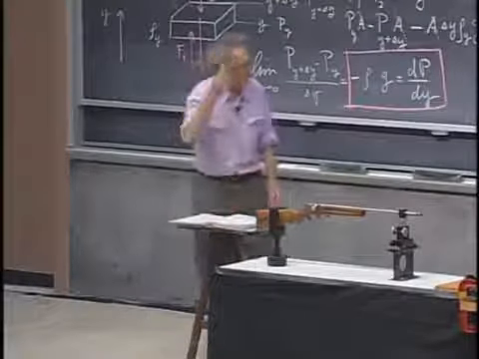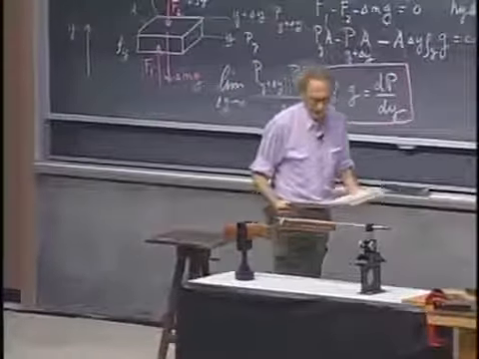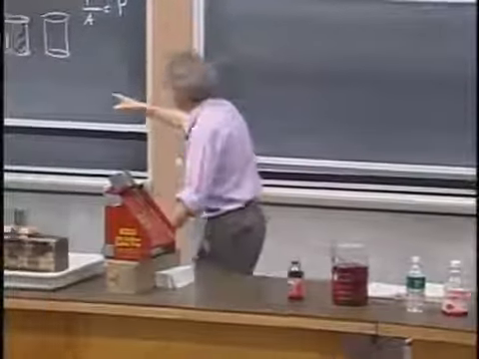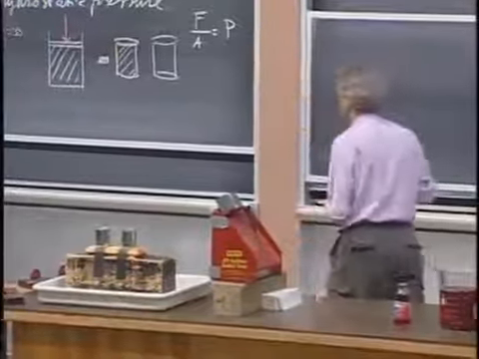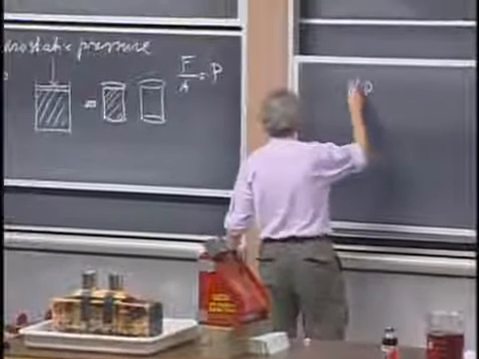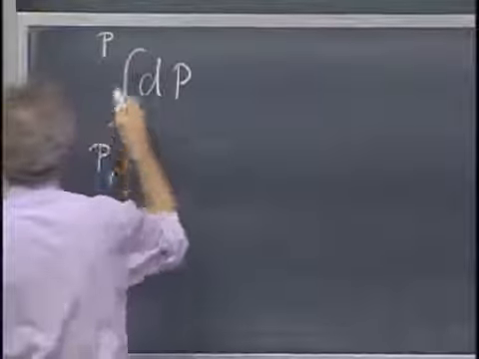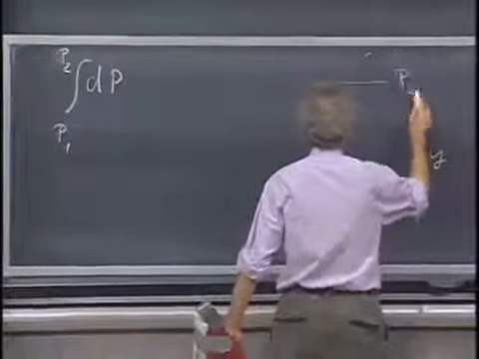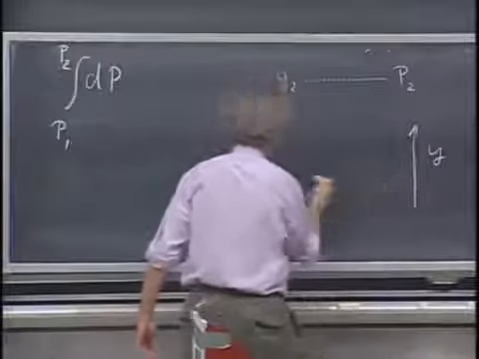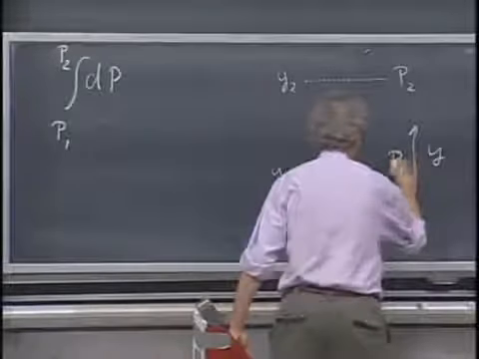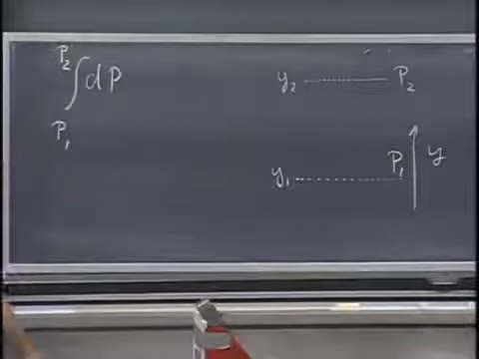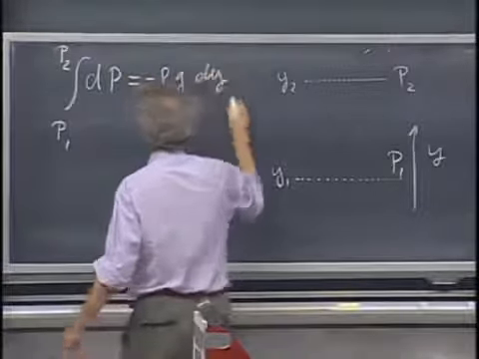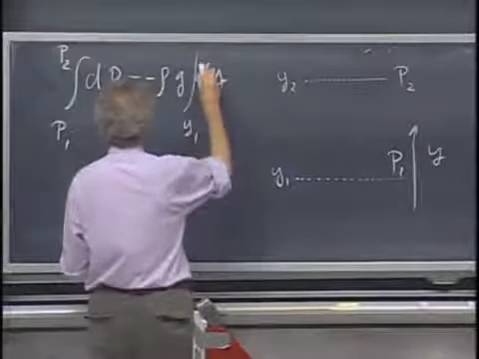I will assume from now on that liquids are completely incompressible. In other words, I can now use this law that we have there and do a very simple integration. I have now dP, which I can integrate from some value P1 to P2. This is level y2, level y1, pressure P1 in the liquid. And that equals now minus rho g dy, integrated from y1 to y2.